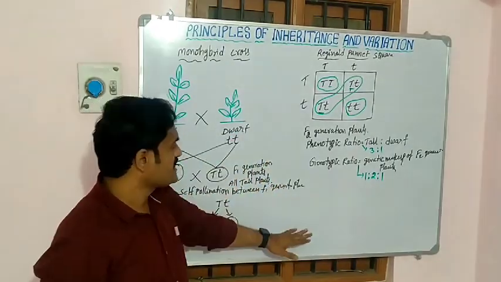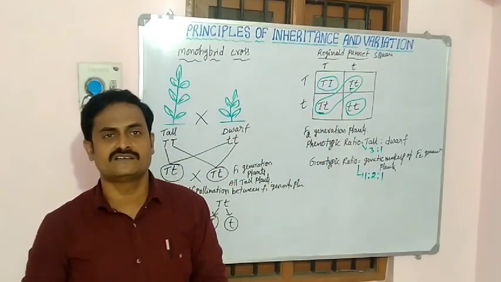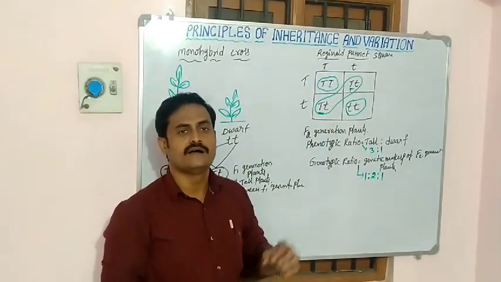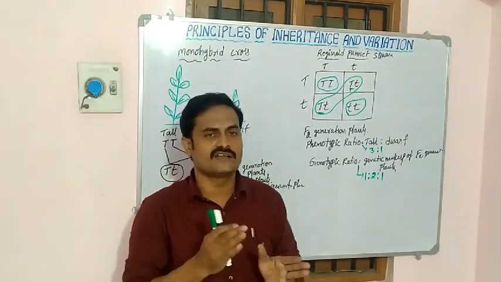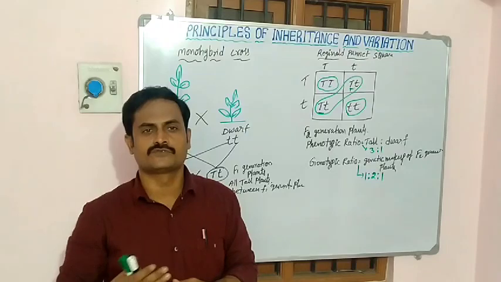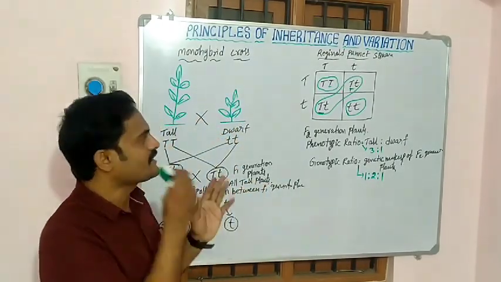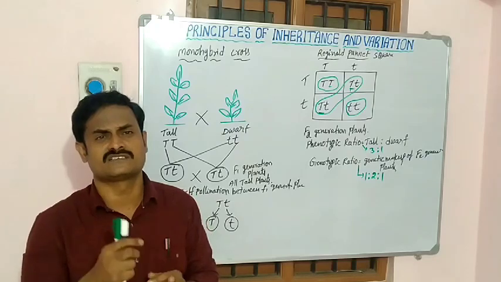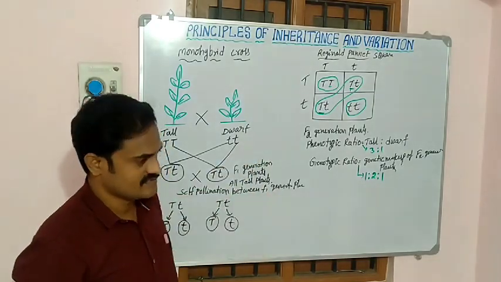So, this is the complete information about the monohybrid cross, taking the plant height character. The same experiment Mendel conducted for each character, flower or fruit or seed, all characters. The same kind of experiments he conducted. Okay, once you take a screenshot.